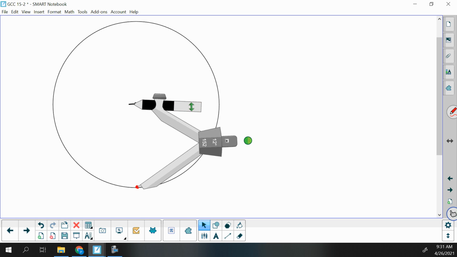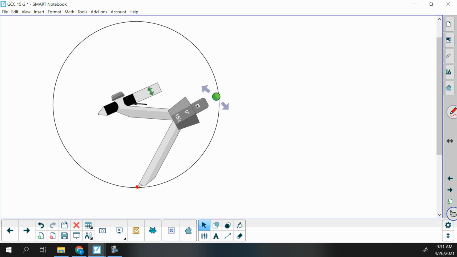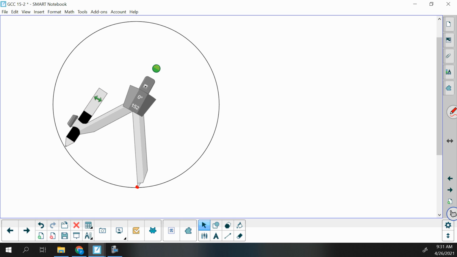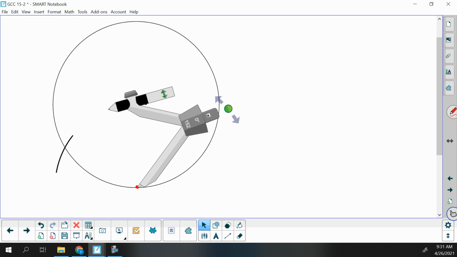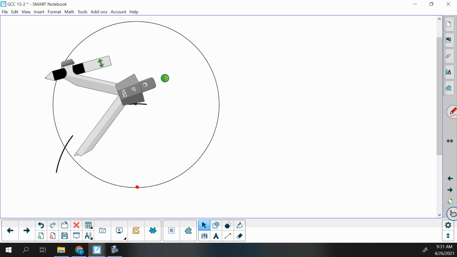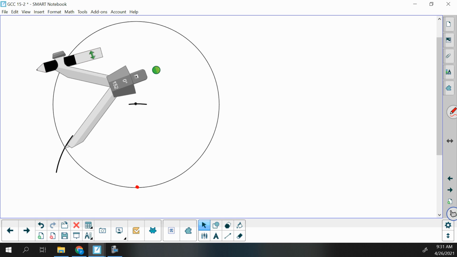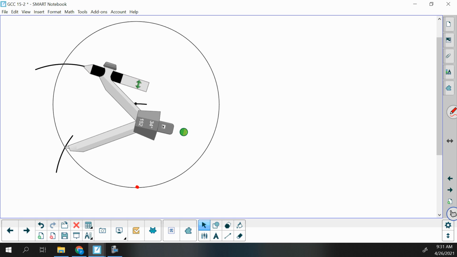And make sure it will pass through the center. So then keeping your point on the circle, we're going to mark off that same distance from the center on the circle. And keep your compass the same. Put your point on that intersection and mark it off again on the circle.